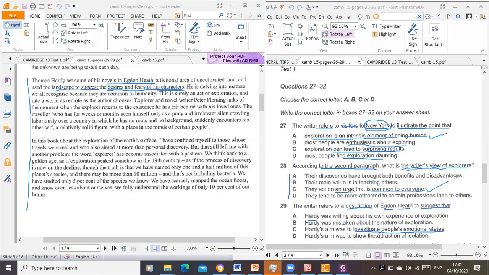Okay, Hardy's aim was to show attraction. Oh, you can see already, so no need of reading forward. Egdon Heath has shown us this is where it is, and we find the suggestion and the description here. All right, beautiful. So that takes us to the next question.